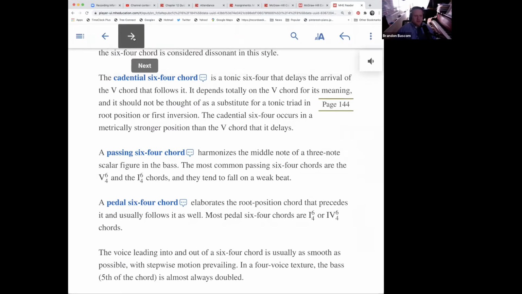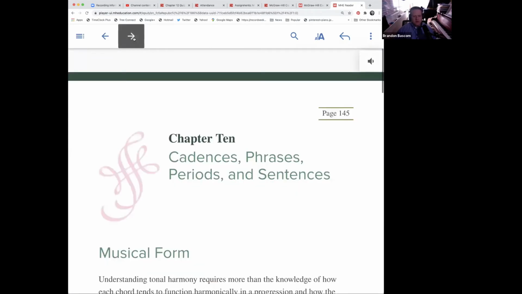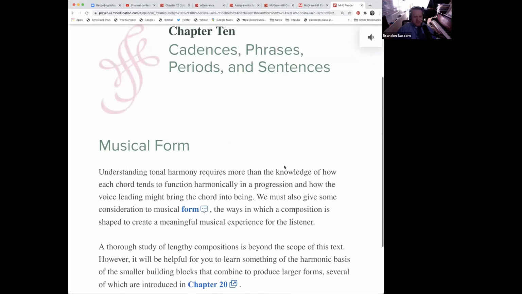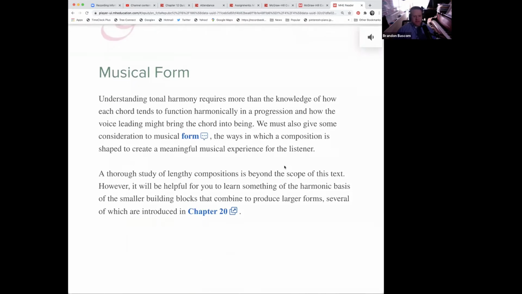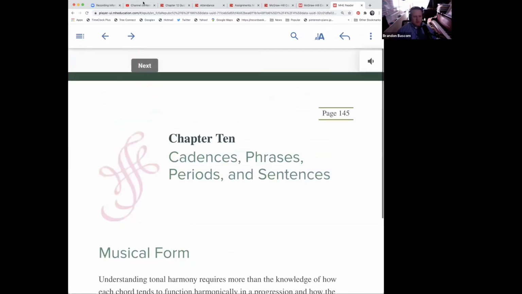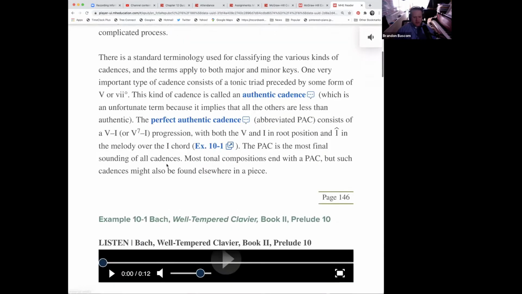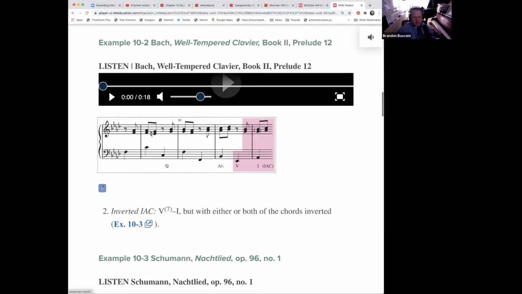Okay, so that's chapter 9. Questions, comments, concerns? All right, chapter 10 was all about cadences, phrases, periods, and sentences. This was the doozy of the chapter. Do you remember this? We talked about cadences, and there were a bunch of types of cadences. Do you remember them all?